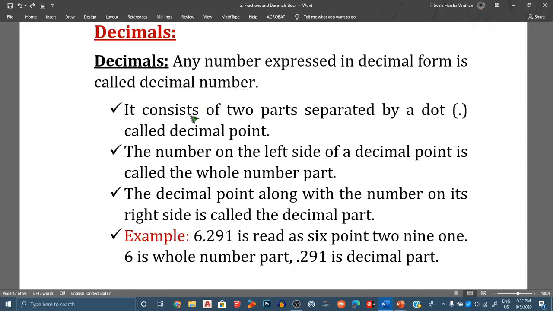Any decimal number consists of two parts separated by a dot called a decimal point. The number on the left side of the decimal point is called the whole number part, and the decimal point along with the number on its right side is called the decimal part.